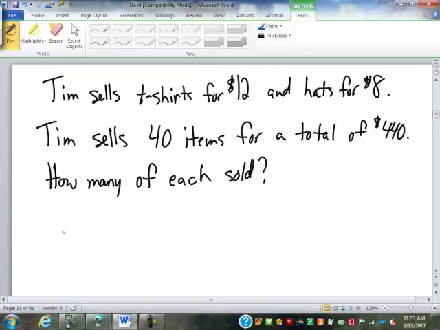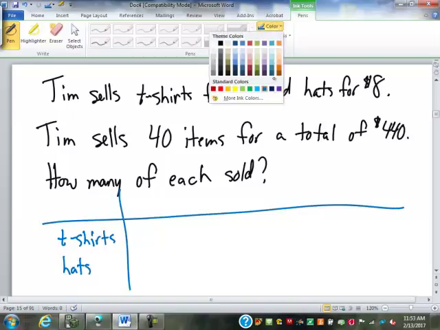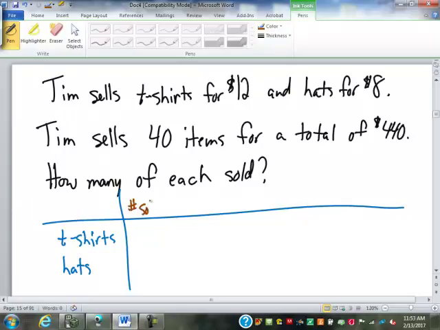So again, we have to look at t-shirts and our hats. But the number sold is defined differently here. Instead of being told that one sells so many times more than the other, we're just given there's a total of 40 items sold. So if I let one of them be X, now since we let hats be X last time, I'm going to let t-shirts be X this time. The other one has to be 40 minus X. If there's a total of 40 items sold, we subtract the number of t-shirts, that's how many hats had to be sold.